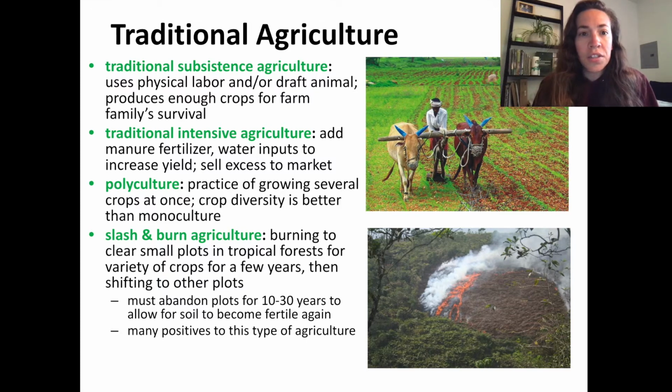And in traditional subsistence agriculture, we use either our own physical labor or maybe that of draft animals. You can see a plow being driven by these oxen. And you basically produce enough food to feed your own family. So you are responsible for the food that you grow, and you have to meet your own nutritional needs with the food that you grow.